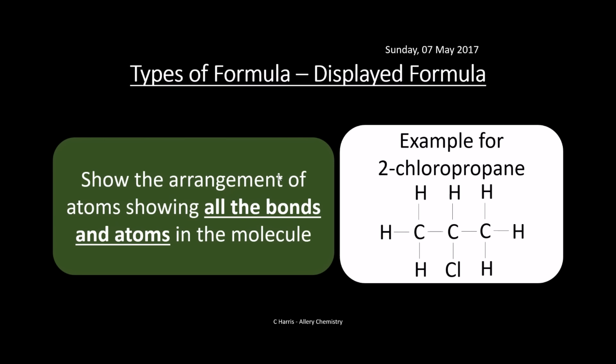And the displayed formula shows the arrangement of atoms, showing all the bonds and the atoms in the molecule. For example, this is 2-chloropropane, and you can see here that we've got all our carbons. There's the chlorine sitting on the second carbon. But notice all the bonds are being displayed. They're all being shown, and all the atoms are. So we're not doing CH3CHClCH3. We're literally showing everything. It's all broken down. That's called the displayed formula. Make sure you're aware of that because they will ask for these specific things.